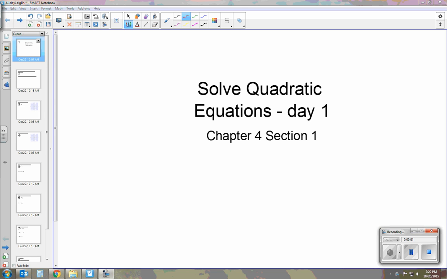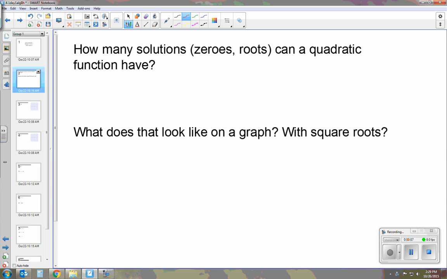Today I'm going to be talking about solving quadratic equations, and this is the first day of Chapter 4, Section 1. So there are a few reminders, or a few questions to answer. How many solutions, zeros or roots, we can call them any of those, can a quadratic function have? Well, it can have 2 solutions, 1 solution, or no real solutions.